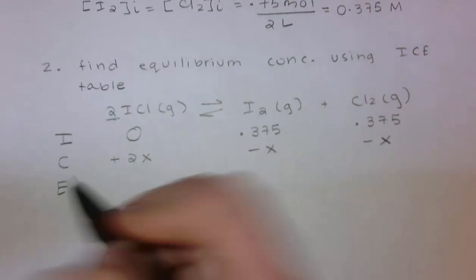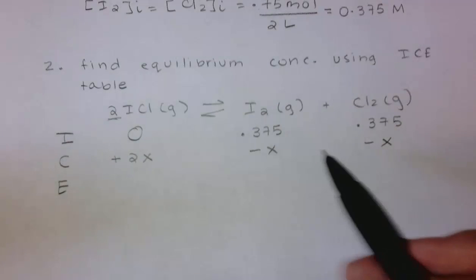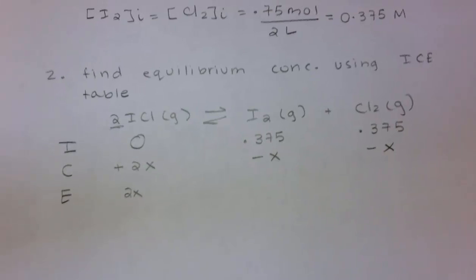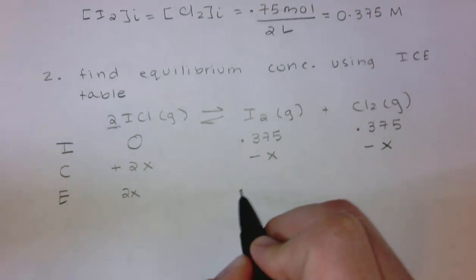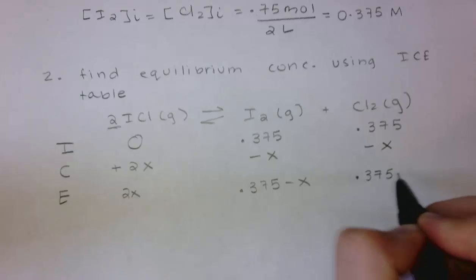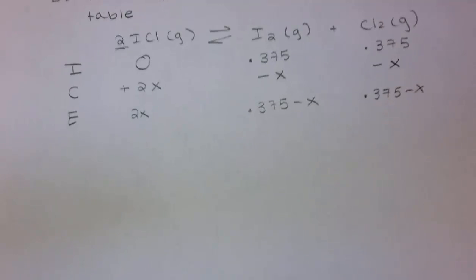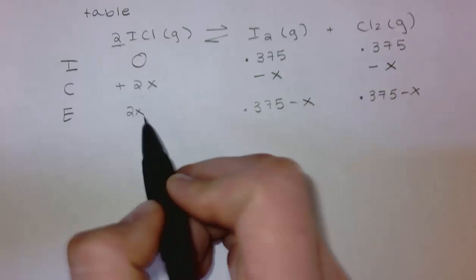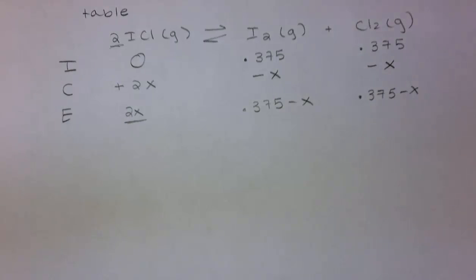So our equilibrium concentration we just get by adding all of these terms. So our equilibrium concentration for iodine monochloride is 2x. Here we have 0.375 minus x, and again 0.375 minus x. So now going back to the governing equation that I initially wrote, we're going to plug all of this into our formula for K to find what x is, because ultimately we want to know what 2x is, because the problem statement asks for the equilibrium concentration of iodine monochloride.